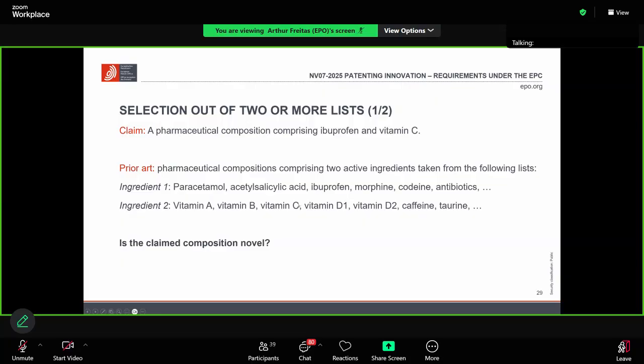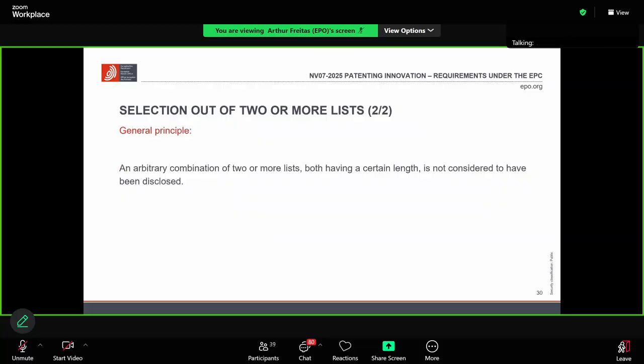This document is bringing us very close. All you have to do is pick from this list ibuprofen and vitamin C, but we still have to pick from the two lists. And that picking is not disclosed yet. The combination is not disclosed. So the claim is new, okay? Inventive, it's a different story, but it's new. In other words, an arbitrary combination of two or more lists, both having a certain length, is not considered to have been disclosed in this case. Does that make sense?